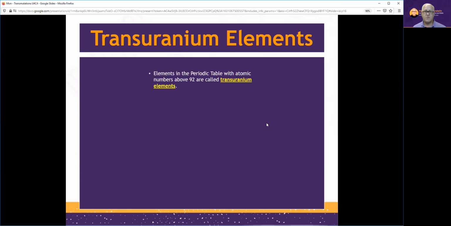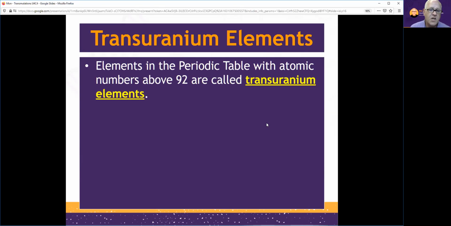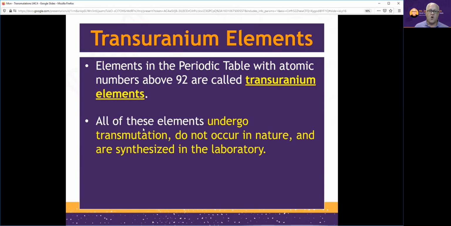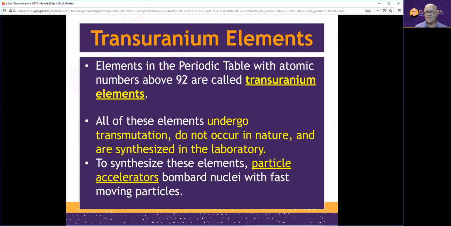So let's look at these other transuranium elements. Elements in the periodic table with atomic numbers above 92 are called transuranium elements. All of these elements undergo transmutation. They do not occur naturally in nature and are synthesized in the laboratory. These can only occur in the lab. And to synthesize these elements, particle accelerators bombard the nuclei with fast-moving particles.